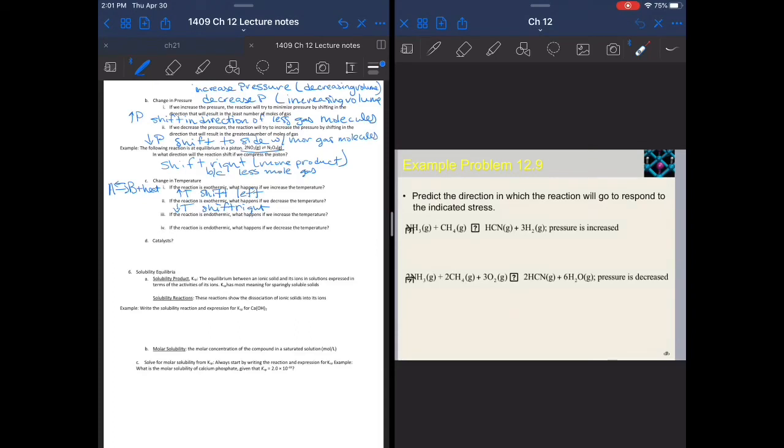If the reaction is endothermic, that means it requires heat. So heat is like a starting material, and we give it the same analysis. What happens if we increase the temperature? That's like we're increasing reactants. It's going to cause a shift to the right. We'll make more products. This is why with endothermic reactions, heating them up can get them to go faster or give you a better yield. If the reaction is endothermic and we decrease the temperature, it's like we are removing reactant, and it's going to shift left.